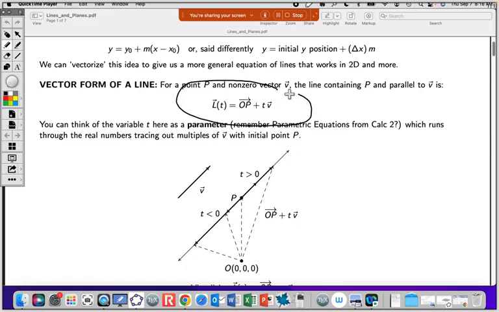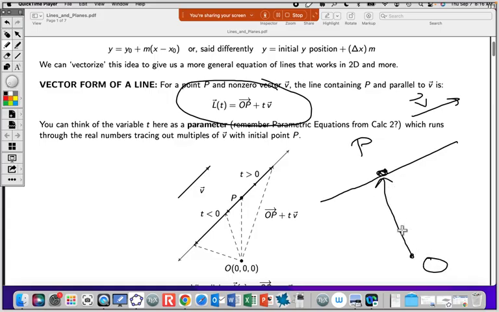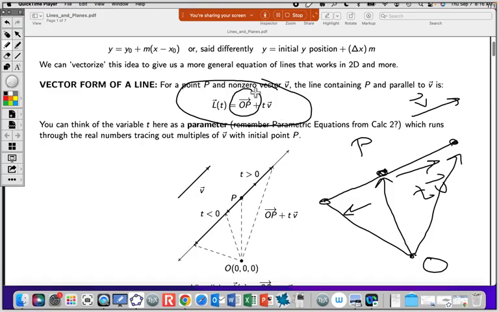The way we can think about creating a line is we can start with a point on the line, and we can start with a vector, which gives us a direction for the line. And then what we do to trace out the line is, from a vector point of view, we start at the origin, and we go up to the point P, and then we trace out scalar multiples of the vector V, and that's going to get us to other points on the line. So think of this as where we start plus a scalar multiple of the direction.